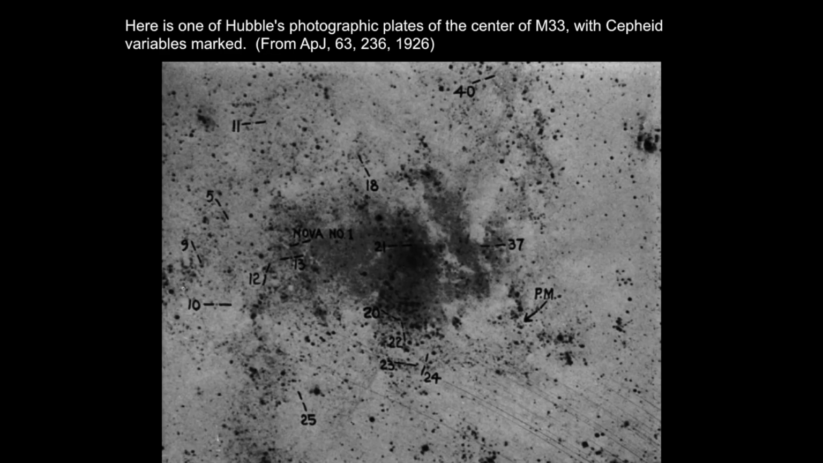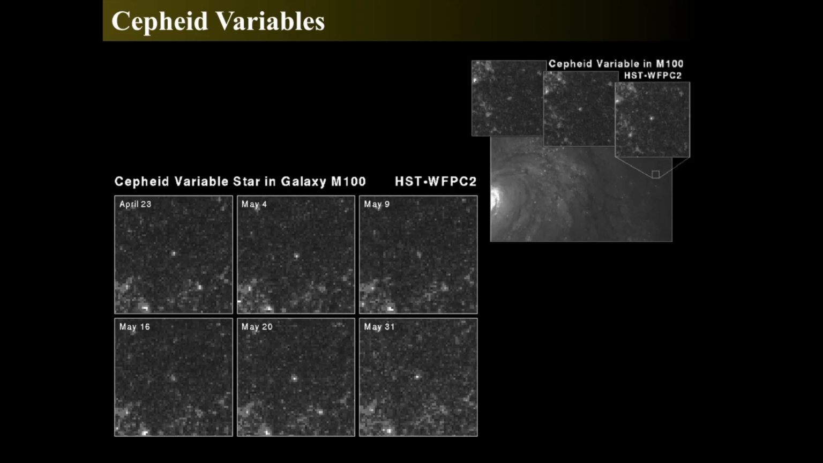And here's another set of photographs that he took in 1926, or at least they were released in the Astrophysical Journal in 1926, where he noted novas and Cepheid variables all throughout M33, the Triangulum Galaxy. And this led him to understand that these things were incredibly distant. In fact, M100, which is another spiral galaxy, also has Cepheid variables in it. And we can see this Hubble Space Telescope observation with the Wide Field Planetary Camera too.